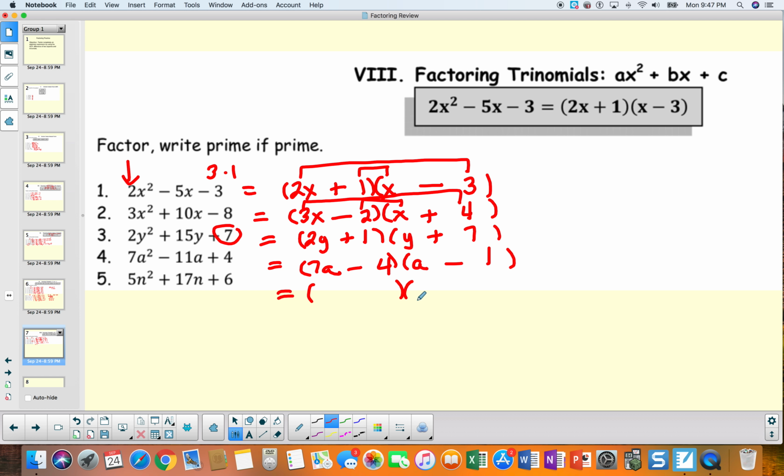Last one, I have 5n and an n, and this plus means that the sum has to add up to 17, and so I'm going to put a 3 here to create this 15n, and I'm going to put a 2 here to create the 2n, and 15n and 2n do make 17n, and everybody's positive.